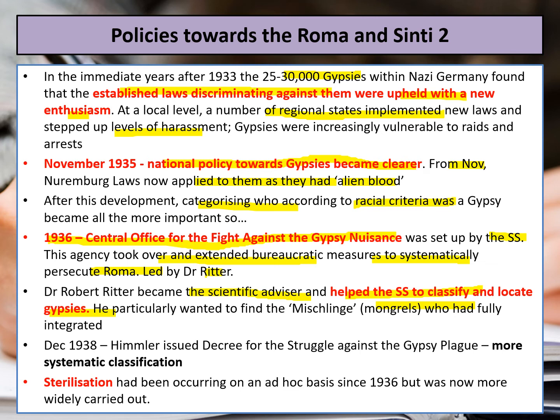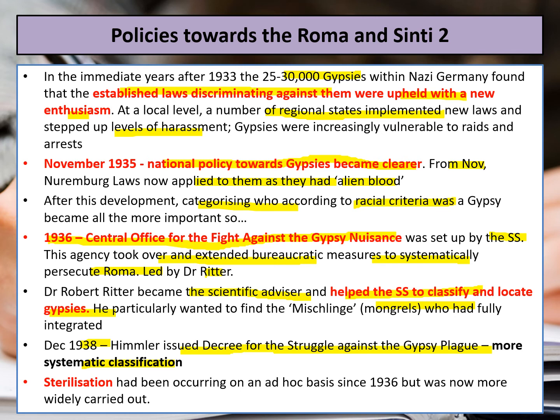Himmler fully supported the work of Dr. Ritter, which is no surprise as head of the SS, and in 1938, to show his support for his work, he also issued the decree for the struggle against the Gypsy Plague, which again just went on about more systematic classification of exactly who is a gypsy.